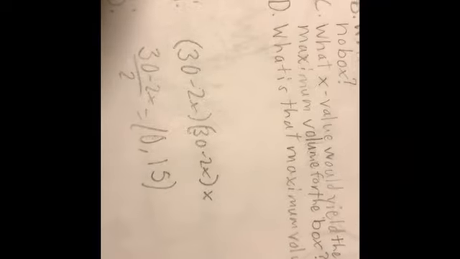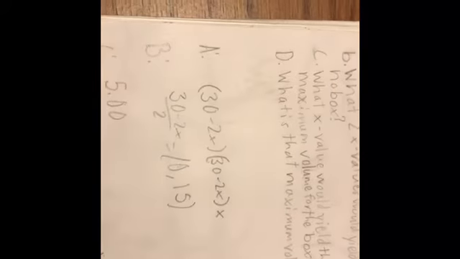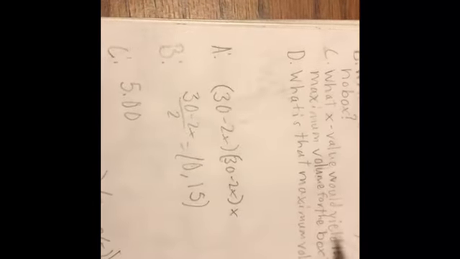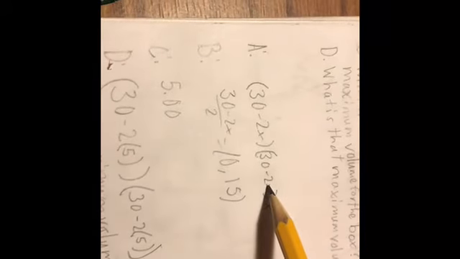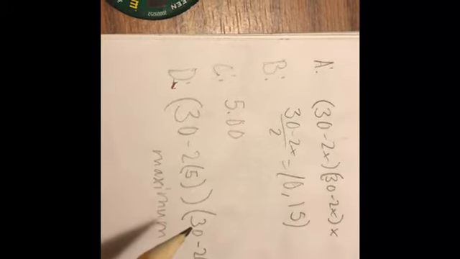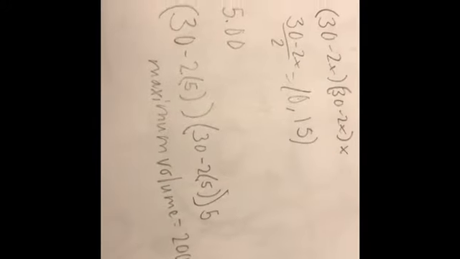Then it asks what is the maximum volume. To find the maximum volume, all you have to do is take the x value that you got for C, and plug it into the equation up here for every x. So you get 30 minus 2 times 5, 30 minus 2 times 5, multiply all that together times 5, and I got 2,000 cubic inches for the maximum volume of the box.